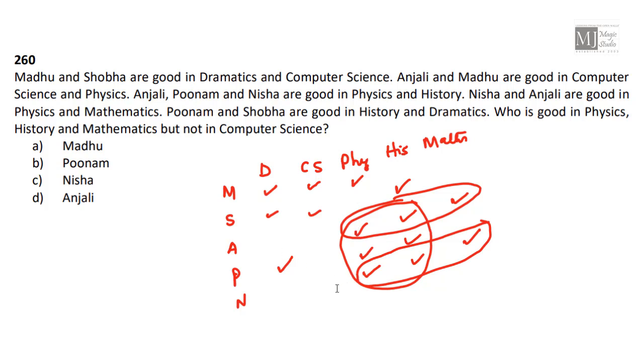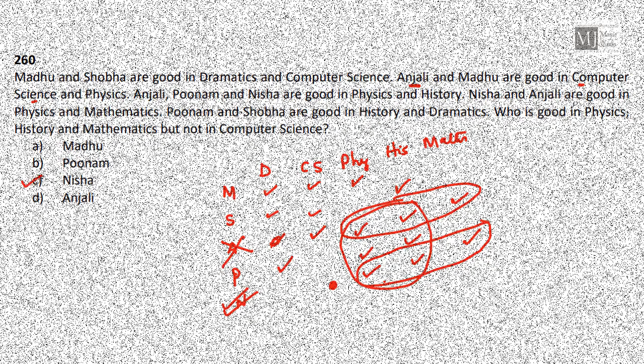But not in computer science. We can see here that Anjali is good in computer science also. Anjali is good in computer science. We cannot take Anjali. Nisha is selected. Nisha is the one who is good in physics, good in history, good in mathematics, but not good in computer science.